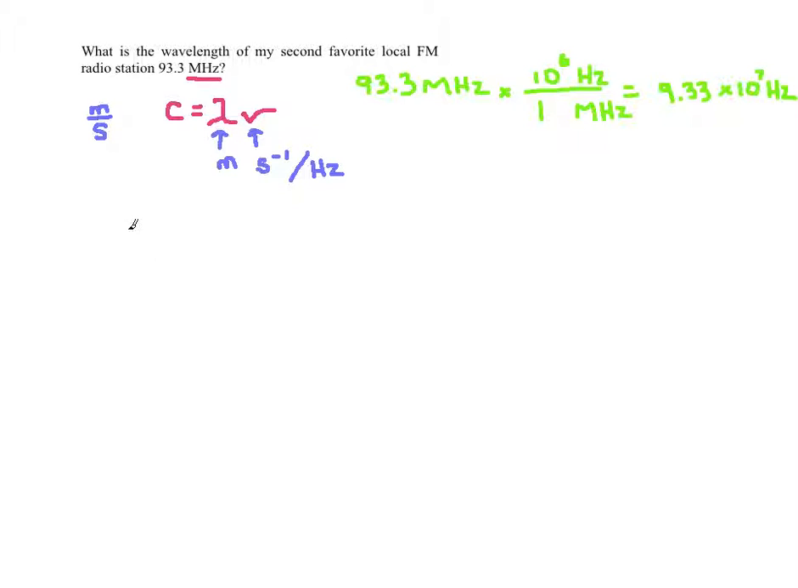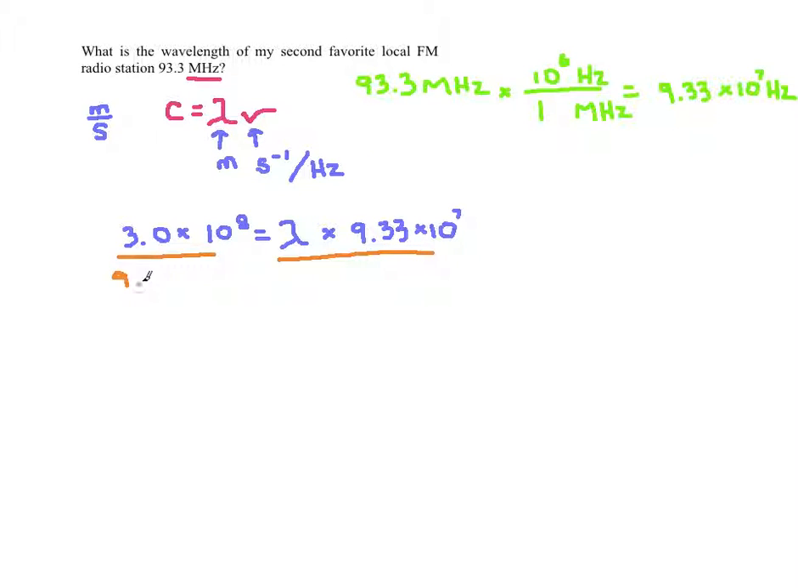So I know C is 3.0 times 10 to the 8th. I'm trying to solve for my wavelength, so I'm going to write wavelength right here. And then I'm going to multiply that by 9.33 times 10 to the 7th. The reason why I can do that now is because I converted into hertz. I'm now in the correct units for frequency, hertz or seconds to the -1. And all I need to do now is divide both sides by my 9.33 times 10 to the 7th.